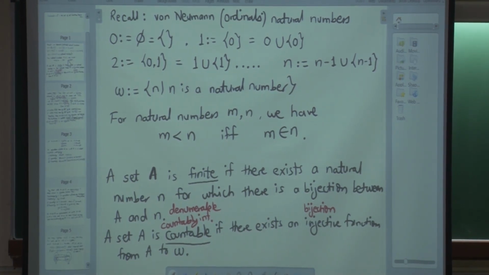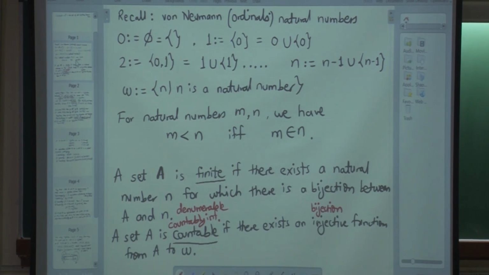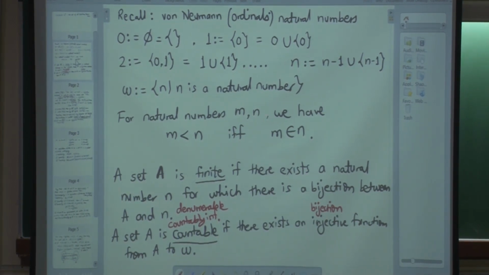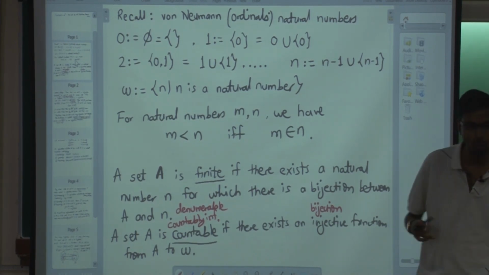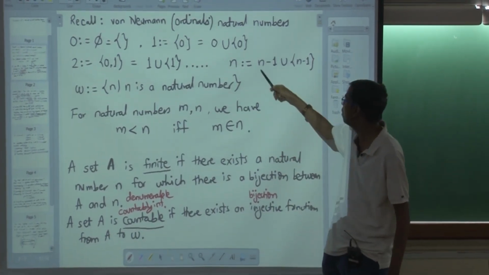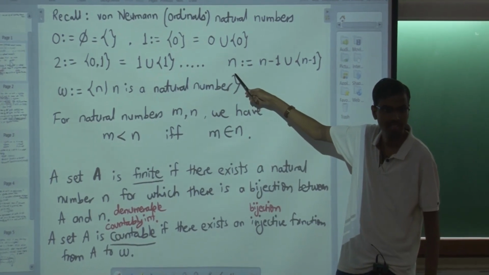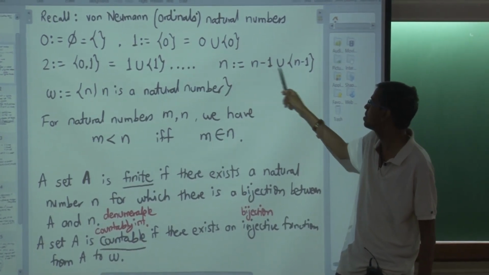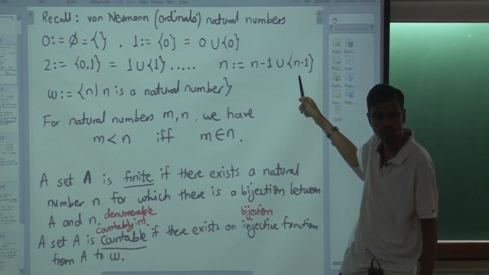Union of 3 will be? 0 union 1 union 2 will be 2. So union of n is n minus 1. The union operation actually decreases the set. Union of 0 will be 0. Union of 1 will also be 0. And those who are interested in knowing something more, that's also interesting: why should we stop this definition at this point? For n equal to n minus 1 union singleton n minus 1, you can continue.